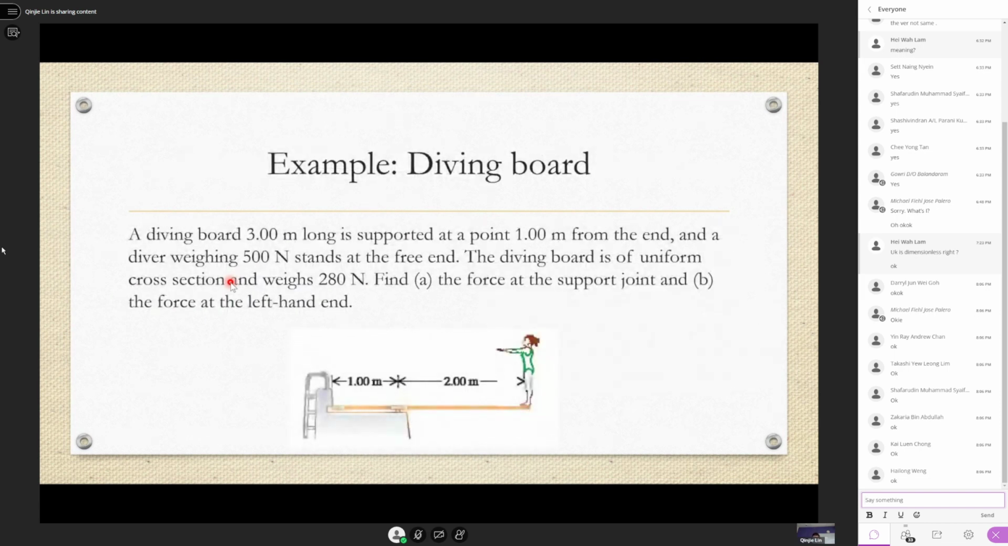Okay, that was one simple example. Let's take a look at a more normal kind of example. A diving board 3 meters long is supported at a point 1 meter from the end, and a diver weighing 500 Newtons stands at the free end. The diving board is of uniform cross section and weighs 280 Newtons. Find the force at the support joint, which is here, and also the force at the left hand end. So the left hand end is here, support is here.